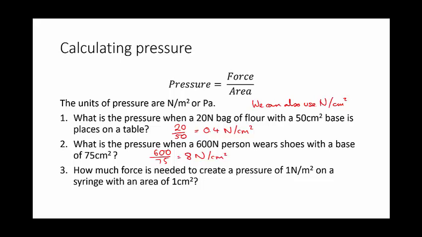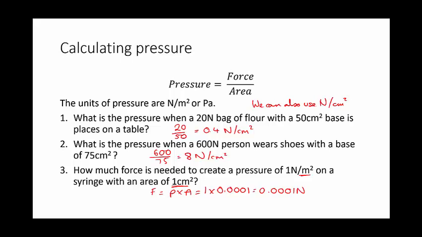And then for question 3, you're asked how much force is needed to create a pressure of 1 newton per metre squared on a syringe with an area of 1 centimetre squared. So first of all, we're after force this time, so we've got to rearrange the equation and we get force as pressure times area. Now, the next thing we need to consider, we've got a pressure of 1 newton per metre squared, but our area is in centimetres squared. So we need to convert the centimetre squared into metre squared for this. 1 centimetre squared is 0.0001 metre squared. So we do 1 times 0.0001, and that gives us 0.0001 Newton.